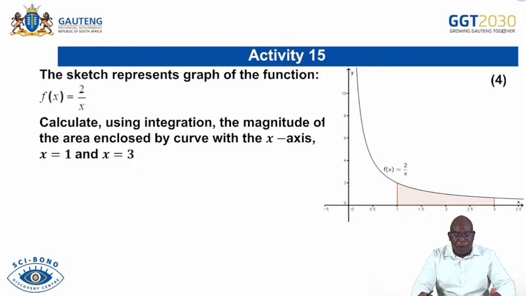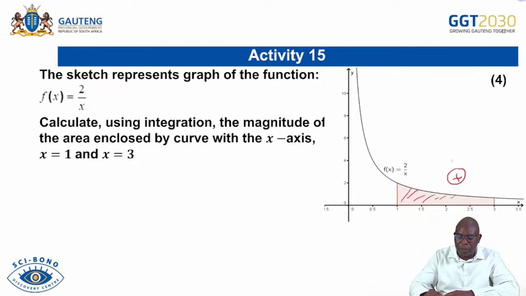Right. The following sketch here. So again, what should I know? Immediately, I already know that my area is above the x-axis, which means that I'm going to have a positive area. That area can never be negative. The answer that I'm going to get will never be negative.